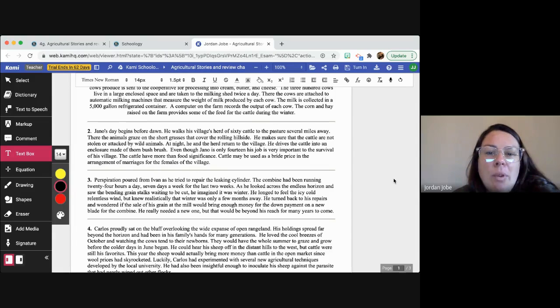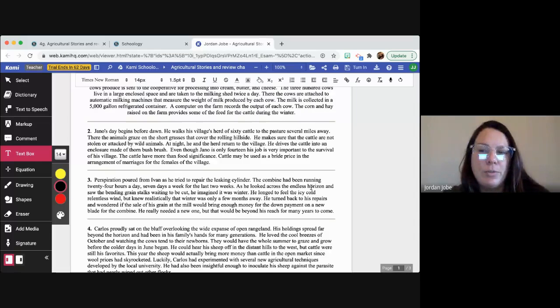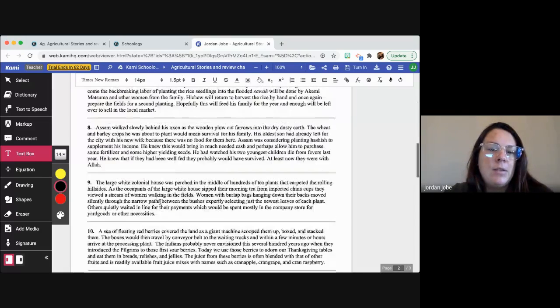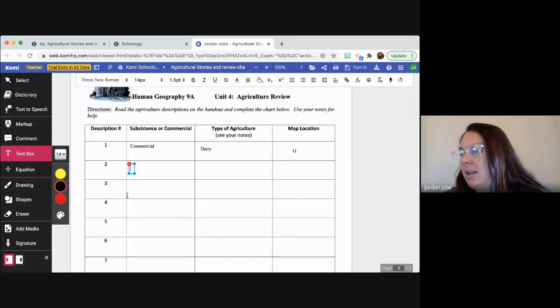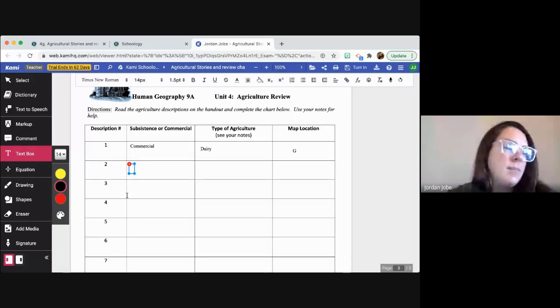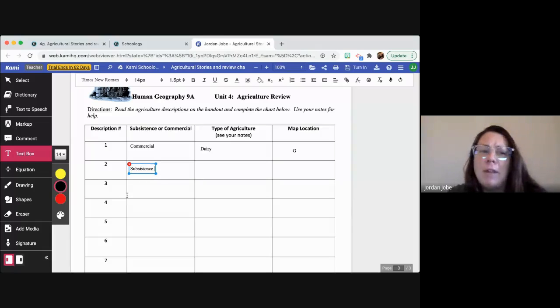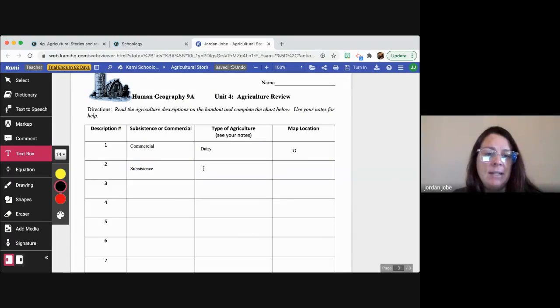Even though Jano is only 14 and his job is very important to the survival of his village, the cattle have more than food significance. Cattle may be used as a bride price in the arrangement of marriage for the females of the village. So, based on that information, subsistence agriculture, right? They're talking about villages and bride prices and how important it is for overall survival, things like that.